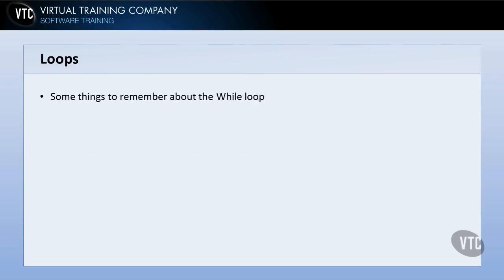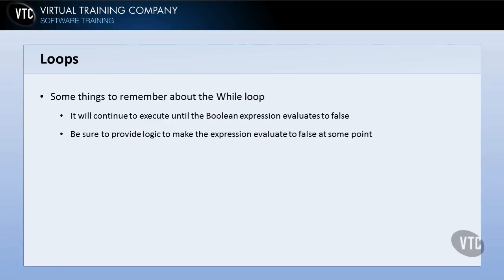Now there's some things you need to remember about the while loop. Watch for this on the exam. It's going to continue to execute until that Boolean expression evaluates to false. So you want to make sure that you provide some logic to cause that expression to evaluate to false at some point. So for an example here, we've created a variable called I of data type integer, set it equal to 0. Then we're going to go through this while loop. And while I is less than 10, we want to continue to do our Console.WriteLine. Then we're going to increment I by 1 so that at some point I will be not less than 10, and we can break out of our loop and continue to go.